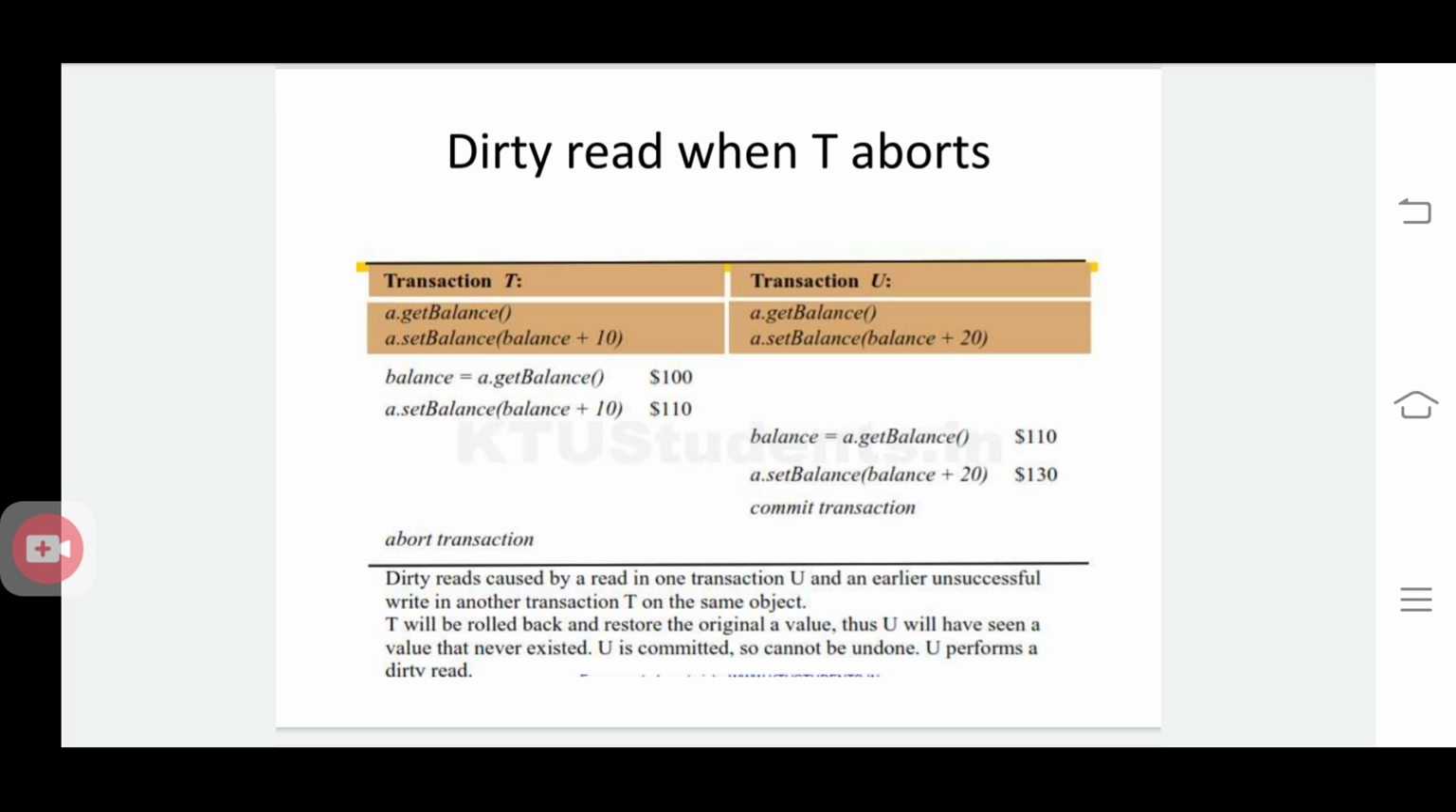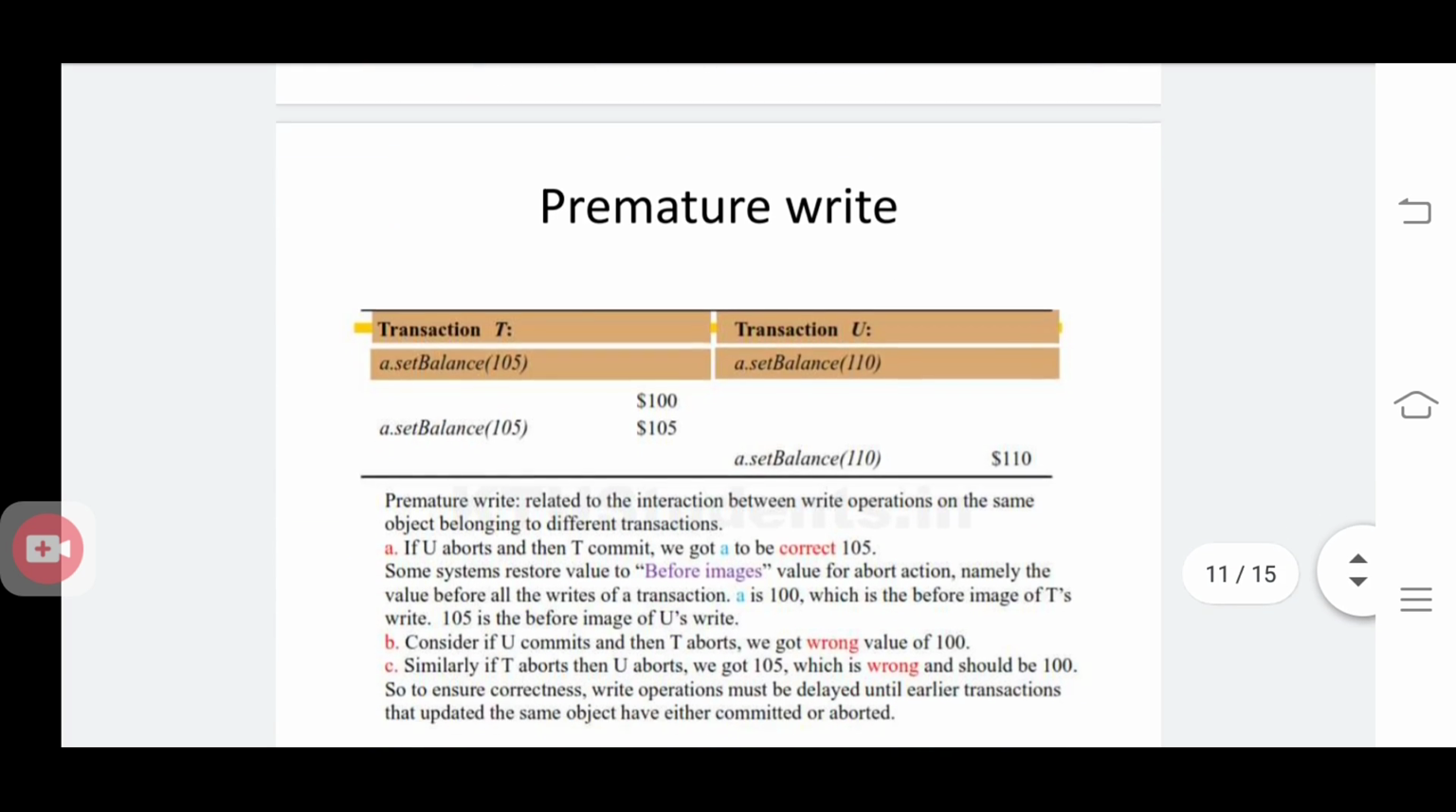Dirty reads are caused by a read in one transaction U and an earlier unsuccessful write in another transaction T. T has an unsuccessful write, right? Unsuccessful write, it aborted. T will be rolled back and restore the original value. Thus, U will have seen a value that never existed. The value U sees is a value that never existed. U is committed but it cannot be undone. A committed transaction cannot be reverted or undone. So U performs a dirty read. What it did is a dirty read. Clear? So after the transaction T is committed, then only you can commit the transaction U. Otherwise, it will be a dirty read. Clear? Next one is premature write.